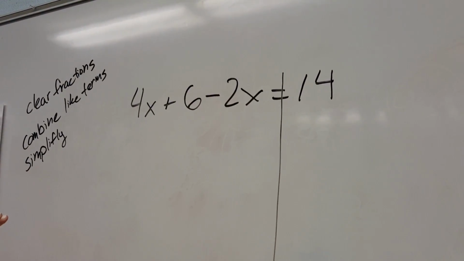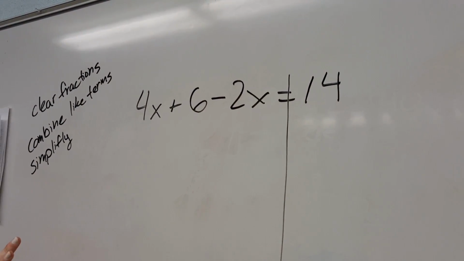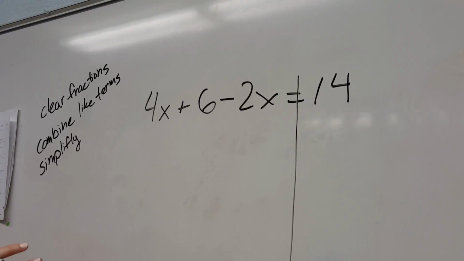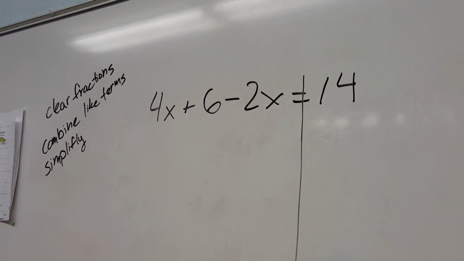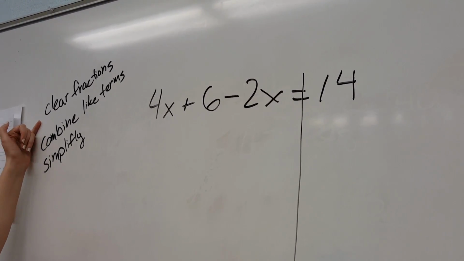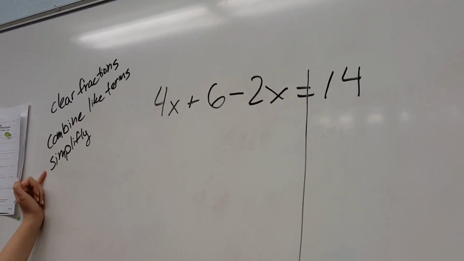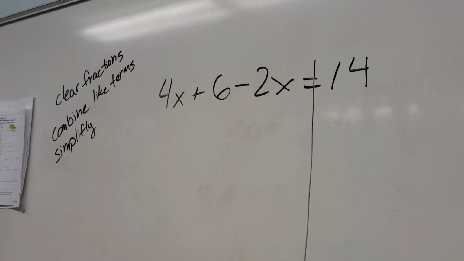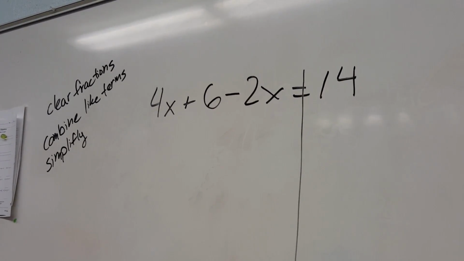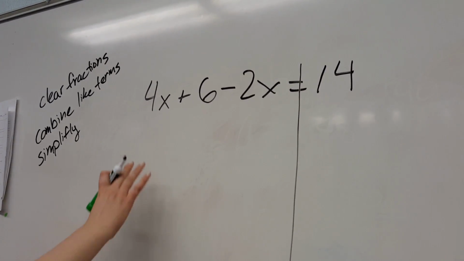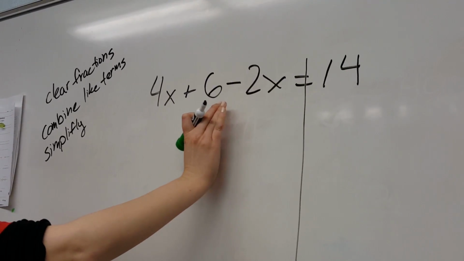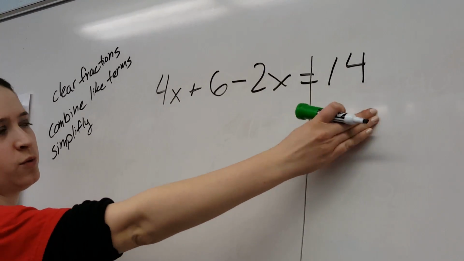Solving two-step equations, but today we're going to do some sort of cleanup before we solve our two-step equations. So that might be things like clearing fractions, combining like terms, simplifying, and other stuff before we get to just the same lesson that we had yesterday. So you see we have 4x plus 6 minus 2x equals 14.